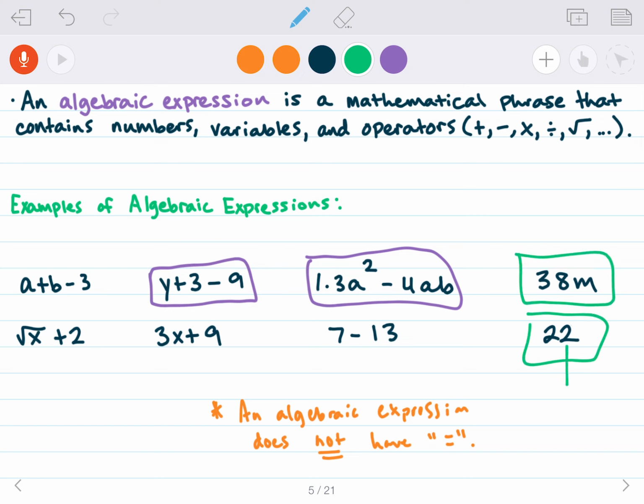Even just the number 22 is an algebraic expression because it does consist of a number. There doesn't need to be operators or variables. You can have just a number, you can have just a variable, or you can have a combination of numbers, variables, and operators. Now, you can't just have an operator. I mean, that doesn't even make sense. Like if I literally just gave you a division sign, that's not an algebraic expression. But anyway, these are all examples of algebraic expressions.